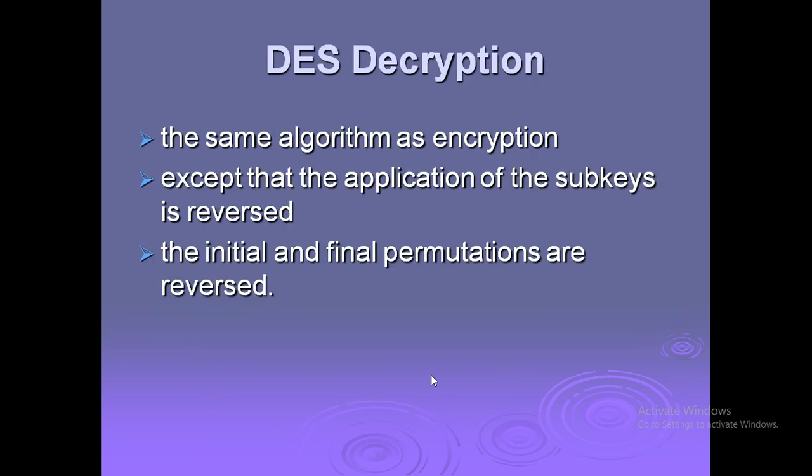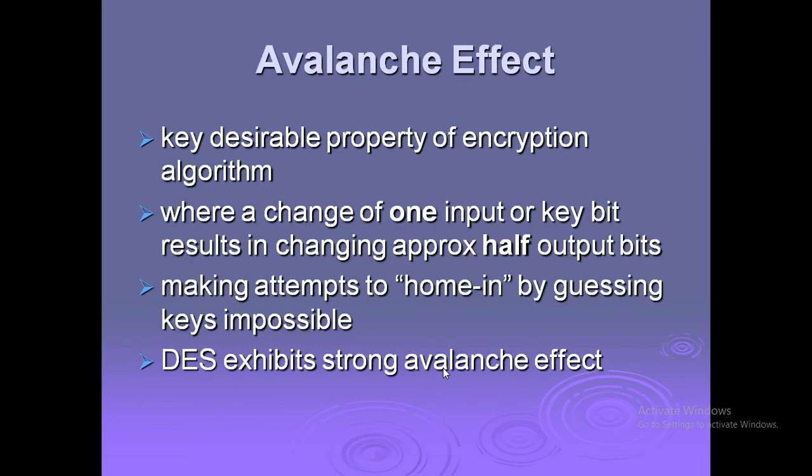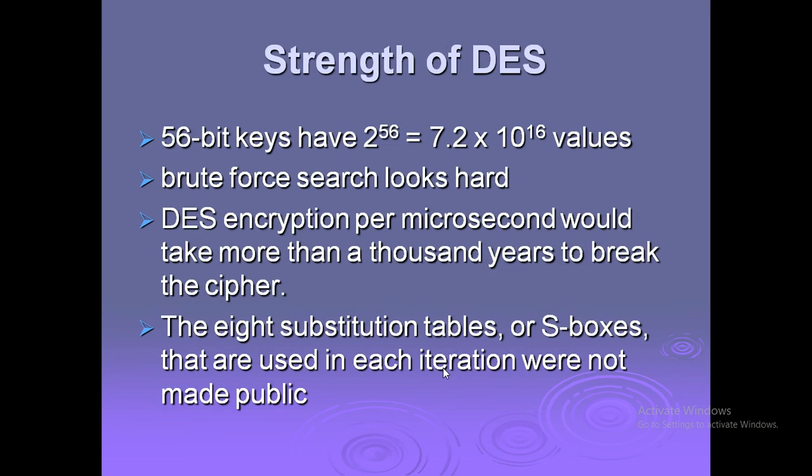Decryption uses the same algorithm as encryption, except that the application of the subkeys is reversed. The initial and final permutations are reversed. Avalanche effect. A desirable property of an encryption algorithm is that a change of one input or key bit results in changing approximately half the output bits. This is called the avalanche effect, making attempts at guessing keys impossible. DES exhibits a strong avalanche effect.